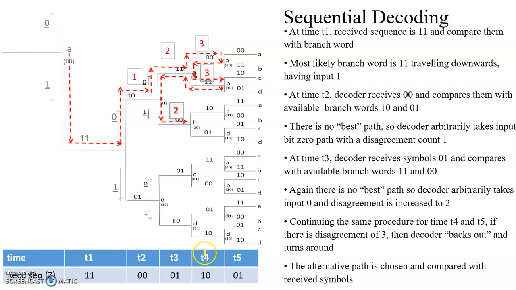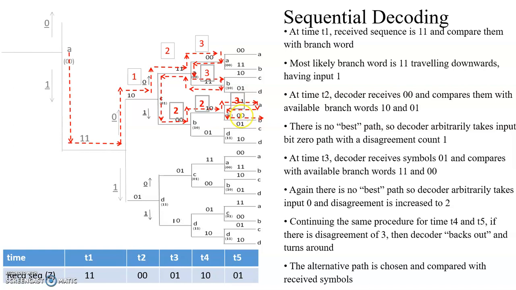Next at time period T4, 1, 0 is compared here. It is matching with this upward path and disagreement count is 0 plus 2, so it is 2. Again here 0, 1 is not matching with either of the two, so choose the upward path with a disagreement of 3. Then, as the disagreement count is 3, we turn around and choose the lower path.